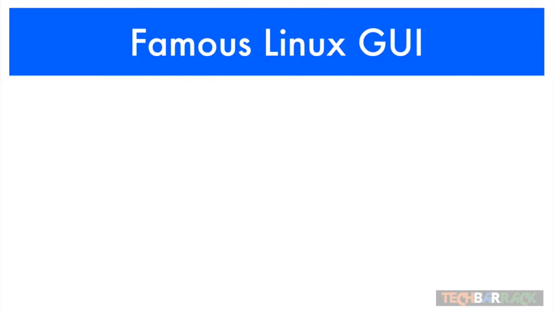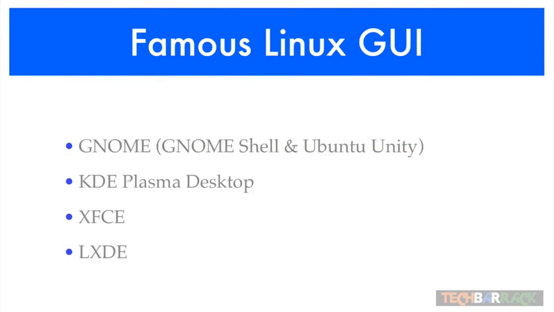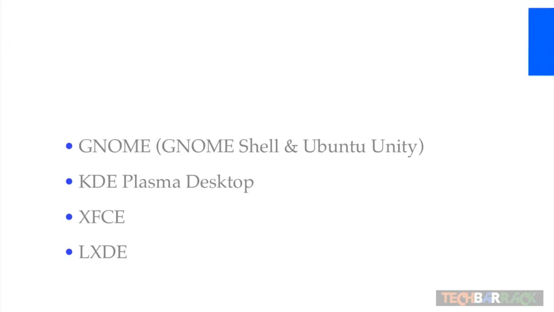Now, what are the famous Linux graphical user interfaces? And I'm talking about famous. There are many graphical user interfaces in Linux. I'm just talking about the famous four. One is GNOME, second is KDE Plasma Desktop, third is XFCE, and fourth is LXDE. Now, GNOME can be further given more graphical user interface using GNOME Shell and Ubuntu Unity. Let's have a look at these famous graphical user interfaces.